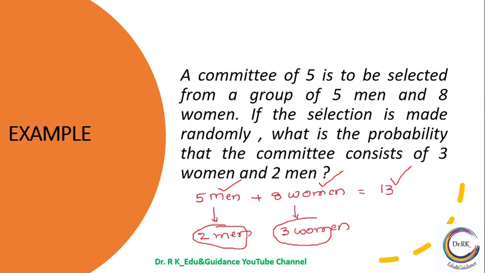Okay. So to solve this, we use a term called selecting, right? Out of 5 we are selecting 2, and out of 8 we are selecting 3. For this we need a concept that is nothing but combinations. How many ways can we select 2 men out of 5, and 3 women out of 8? That is where combinations, what we call as nCr, come in. So that concept is required to solve this problem.